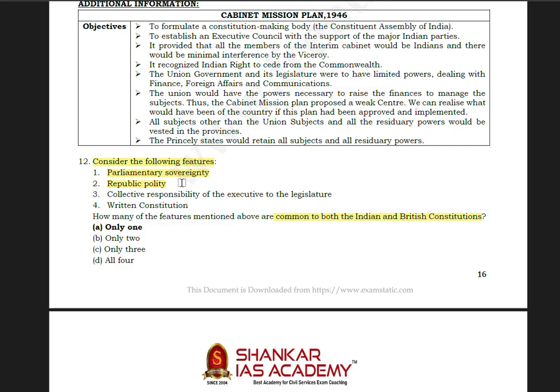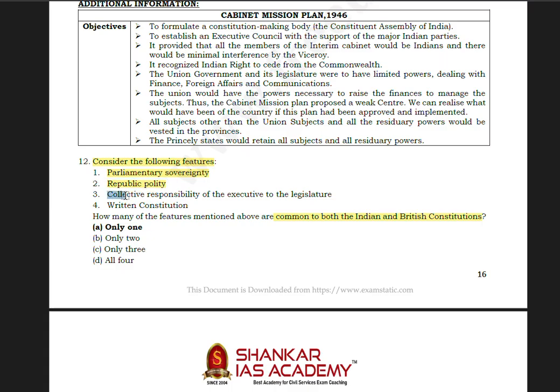Now let us see the republic polity. What is republic polity? Republic means the head of a state is elected, and there is an absence of any kind of privileges. There is no rule of the king. So in India, the head of the state is the president who is elected, so India is a republic, but the UK is not. Why? Because the head of the state is not elected, rather it is hereditary in nature, because there is a monarchy system prevalent in the UK, where the queen or the king is succeeded by his or her son. So 2 is also not correct.